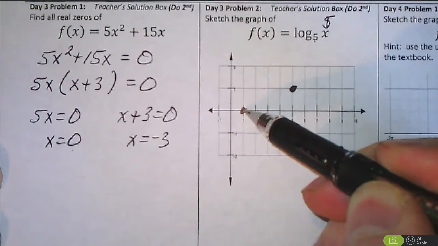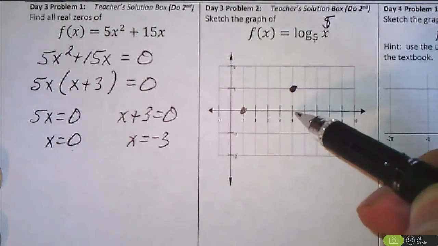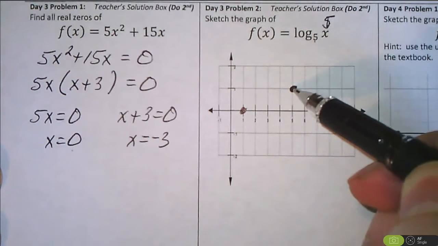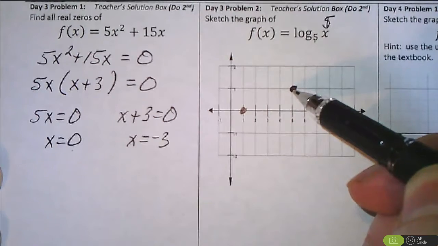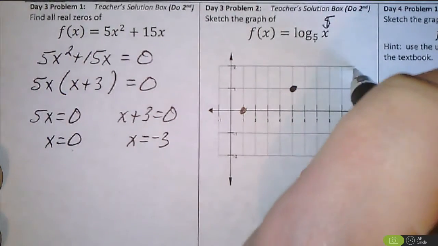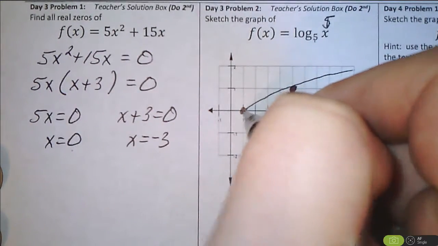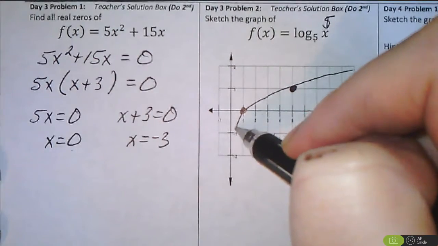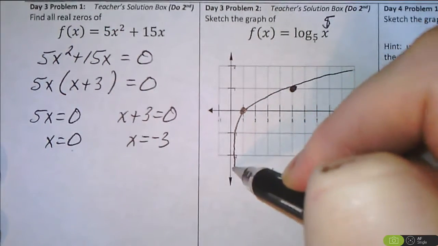There needs to be a visible dot at 1 comma 0, and there needs to be a visible dot at 5 comma 1 to illustrate that you know these are points on the grid. Then draw the curve in there. Get really close to the y-axis without touching it.